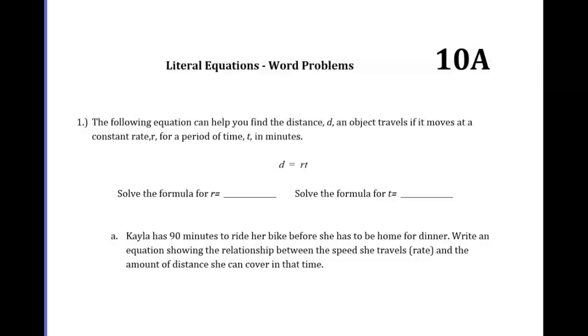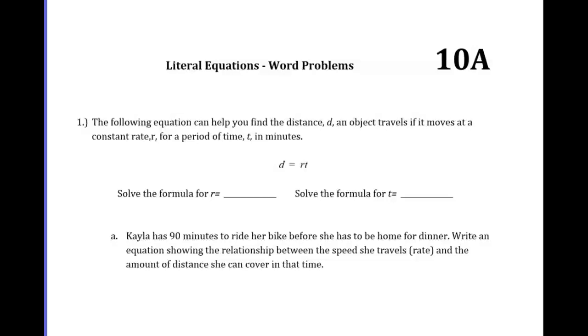Today we're going to take what we learned about literal equations and apply them to some word problems. So, starting with example number 1: the following equation can help you find the distance an object travels if it moves at a constant rate r for a period of time t in minutes. So our formula is the distance formula. Distance equals the rate times the time. It says first to solve the formula for r.